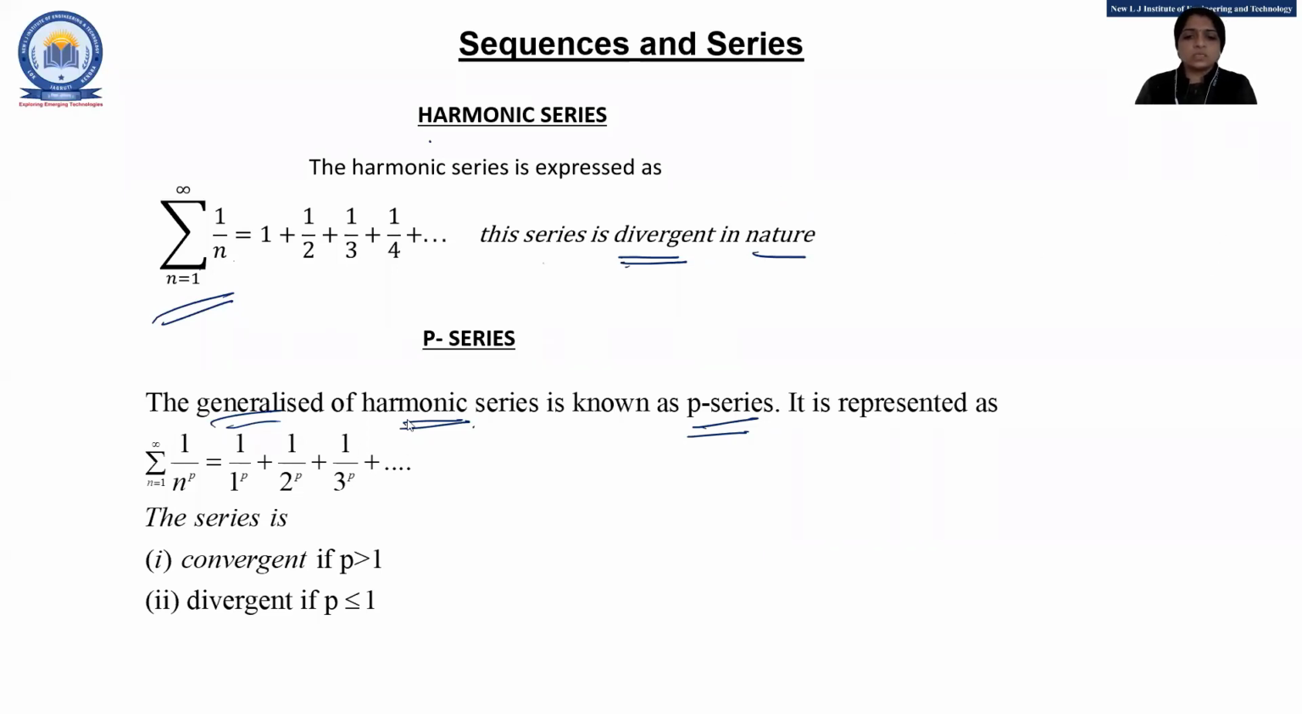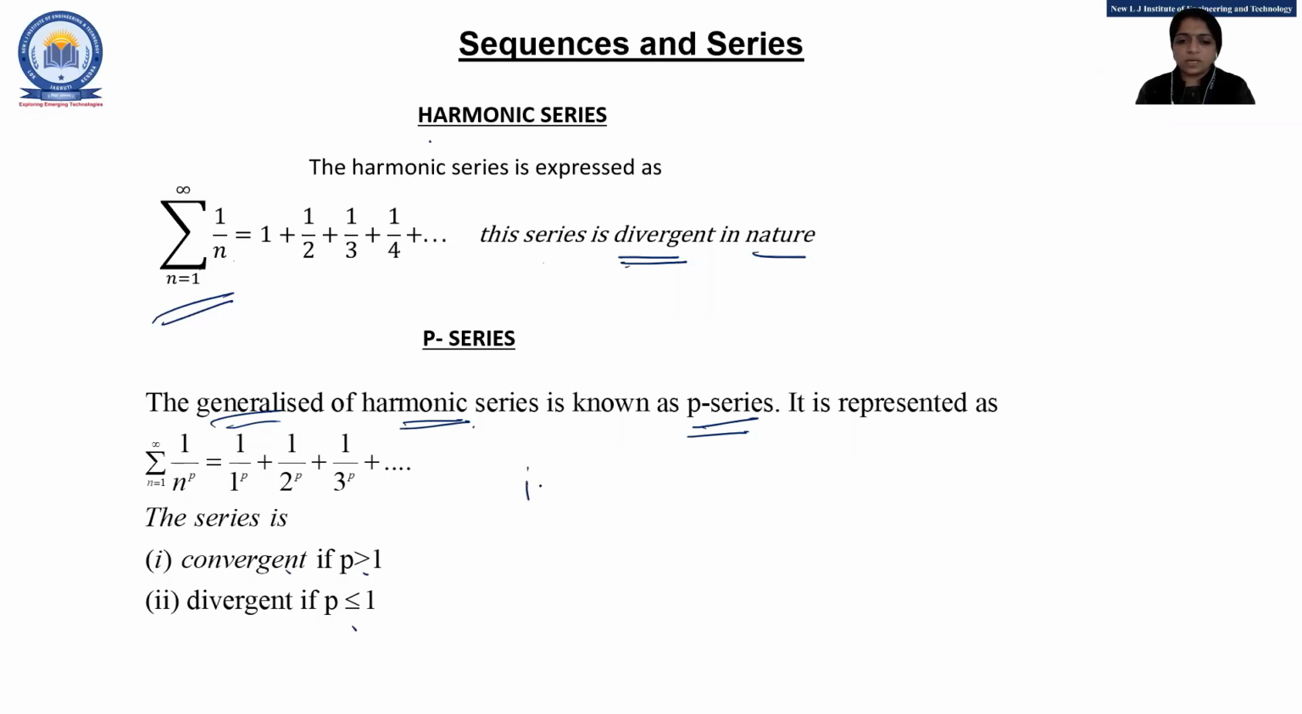See, students, this is the harmonic series, 1 upon n raised to p. For the convergence and divergence of the harmonic series, please keep in mind it is very important. If this p, the power of n, is greater than 1, then this harmonic series is convergent. And if this p is less than or equal to 1, then this harmonic series is divergent.